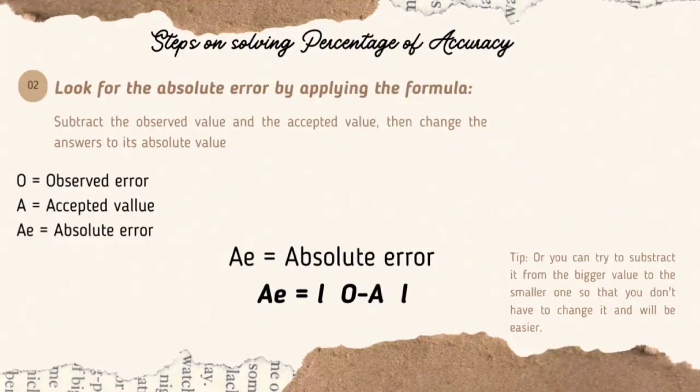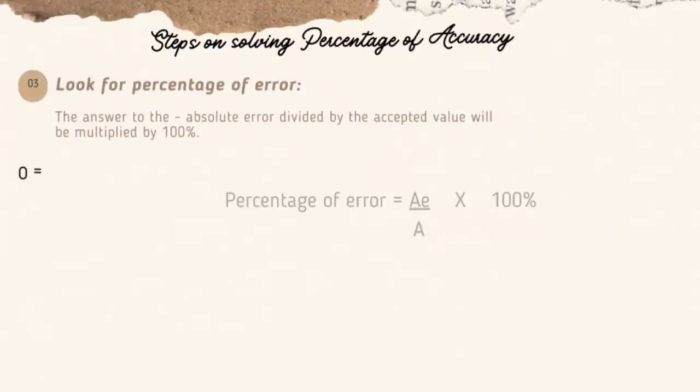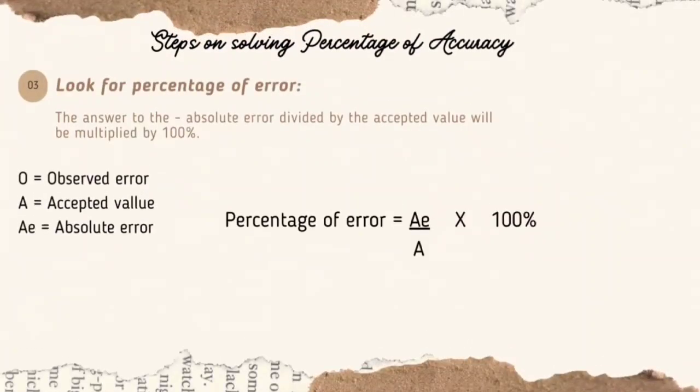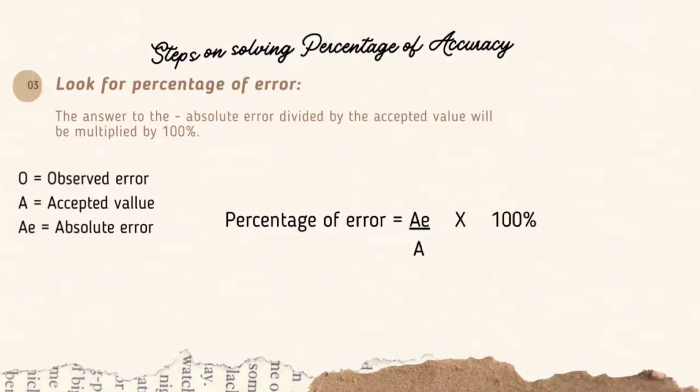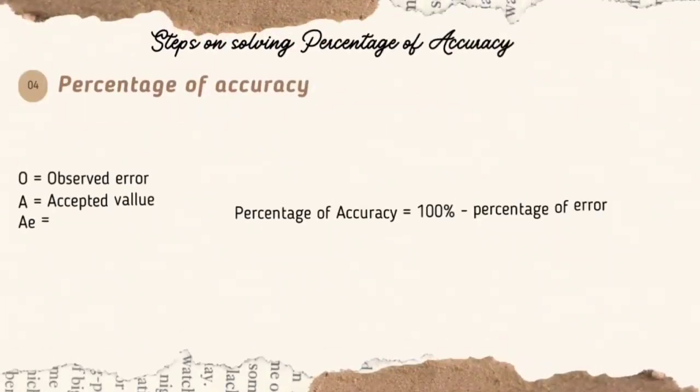After finding the absolute error, we will look for its percentage of error. Using the formula, the absolute error divided by the accepted value, and the answer will be multiplied by 100%. And lastly, we will get the percentage of accuracy by subtracting the percentage of error, which we got earlier, from 100%. And that is how you find the percentage of accuracy.